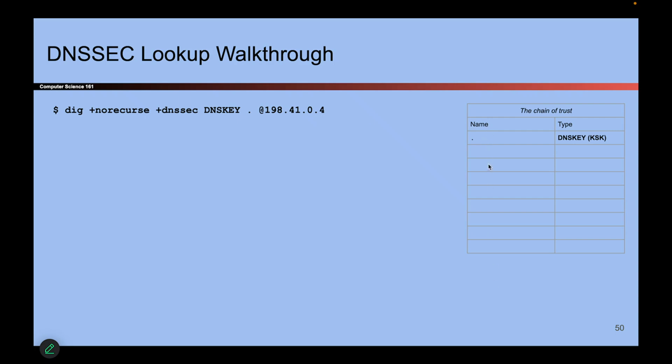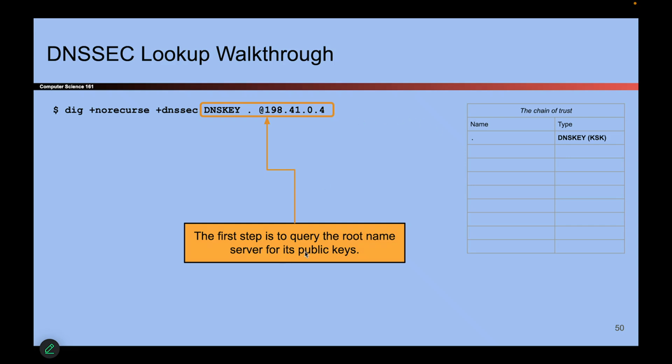And over here on this side, we'll also keep track of all of the records that we receive so that we can keep track of what we trust so far. So the only thing in our cache so far is the hard-coded public key of the root name server. The root name server has a public KSK, that's the upper half of the root, and it's hard-coded into everyone's resolver caches, so we trust it. So let's ask the root name server what its public keys are. This is how the top half is going to endorse the lower half.